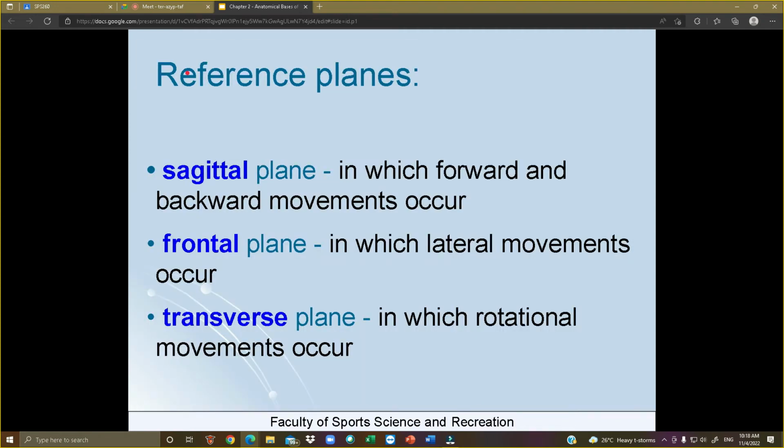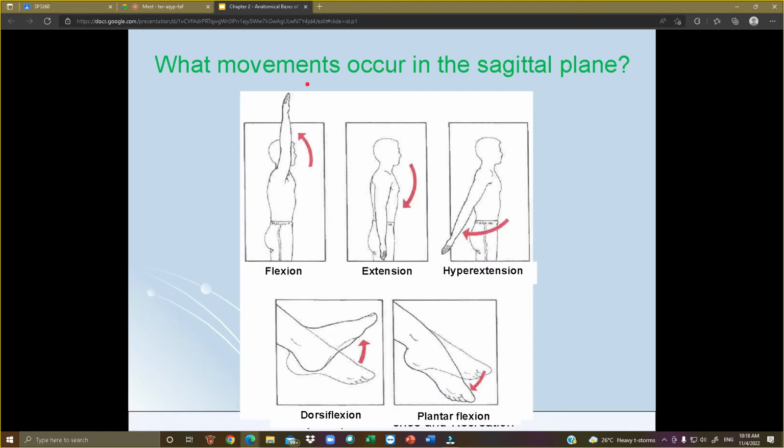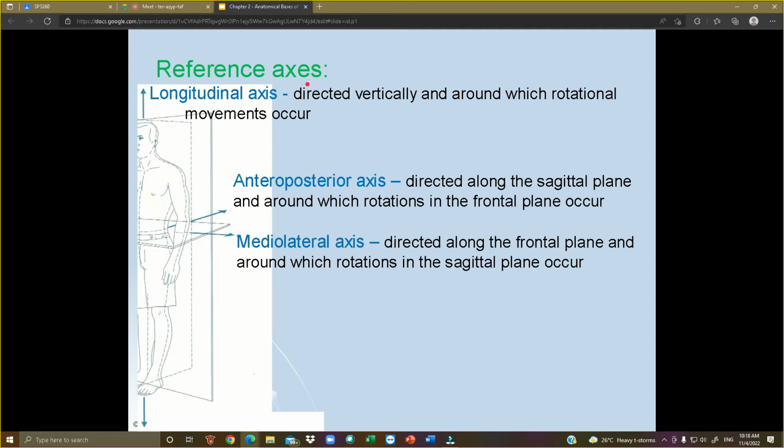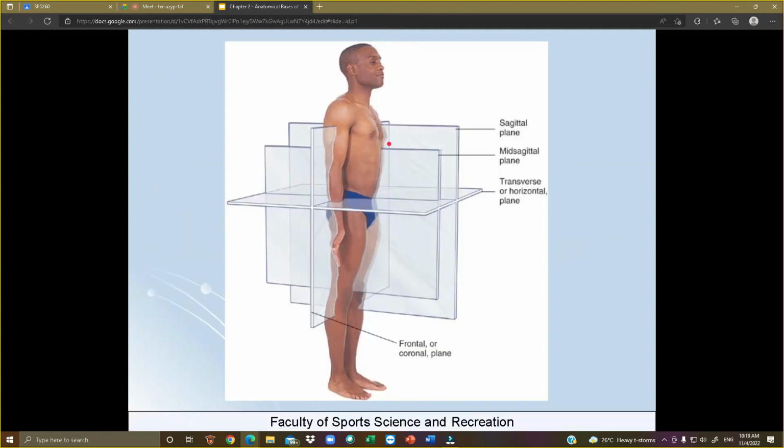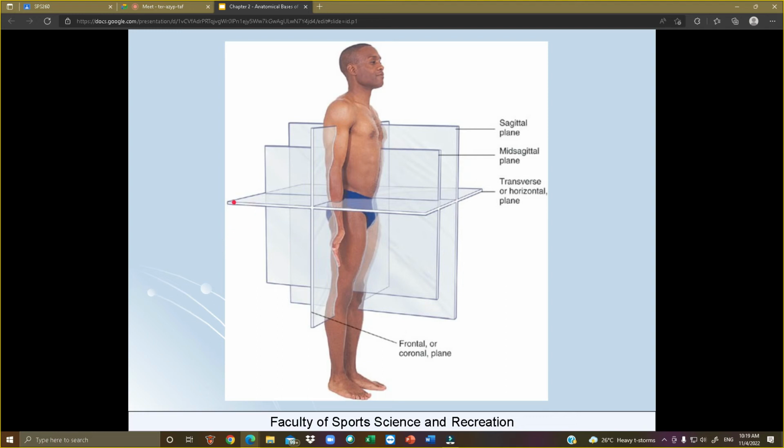Okay, this is the plane. We have covered this one. After we know the plane, we have another one known as axis. Axis present same as the plane. So kamu tengok kita ada tiga axis: mediolateral, antero-posterior, longitudinal. First kita cover longitudinal pasal dia lain daripada orang lain. Longitudinal, transverse ataupun menegak. Ni longitudinal axis.